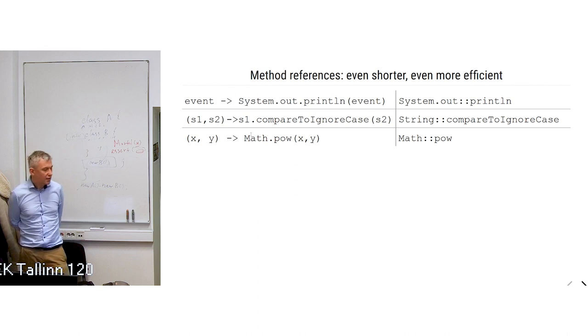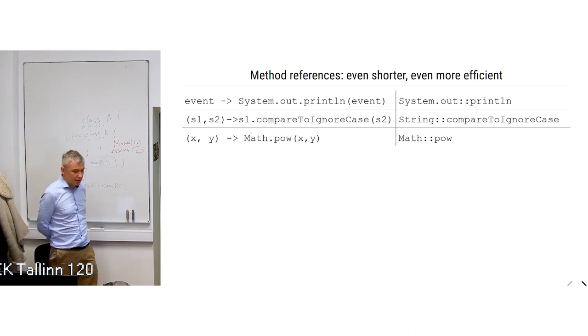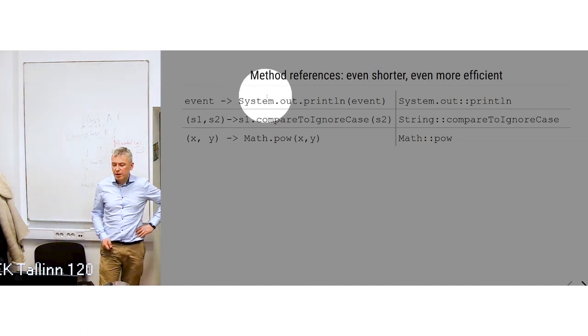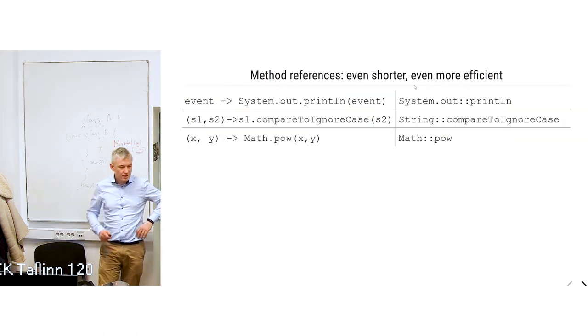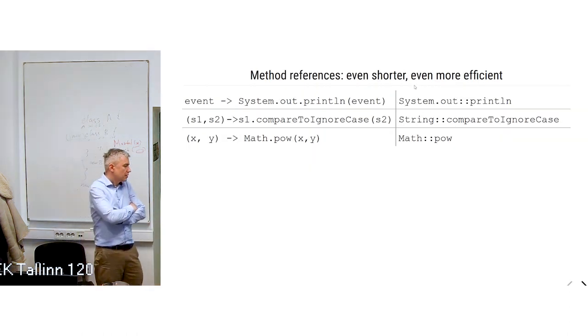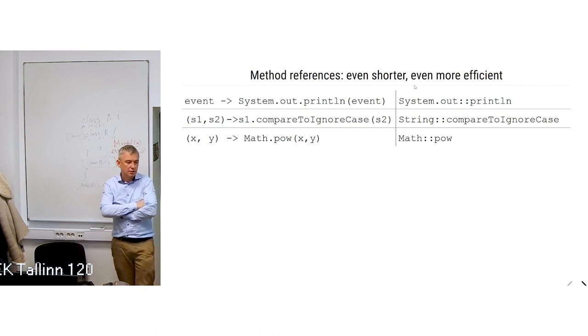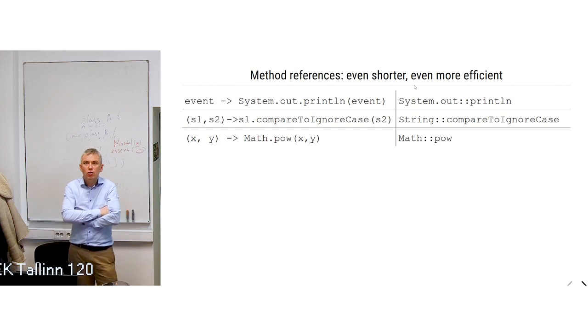Okay, and this is not all. We can do even shorter than this. Instead of writing this lambda like event, System.out.println(event), we can write it like this. Because many times the lambdas that we are writing are just a delegation to a method call of some class. So it's a very common scenario when the lambda that we want consists only of one method call.